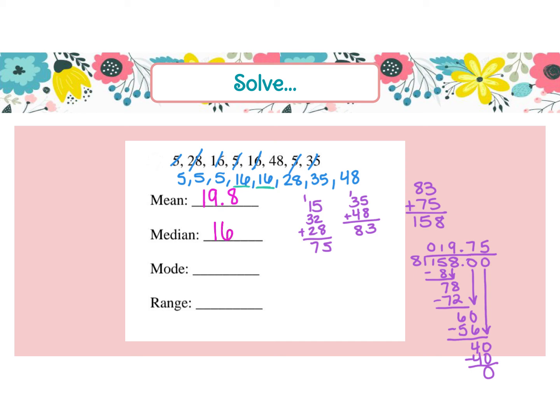Next, we will look for the mode, the number that appears the most often in the data set. 5 appears 3 times, which is the most in this data set. So our mode for this data set is 5.